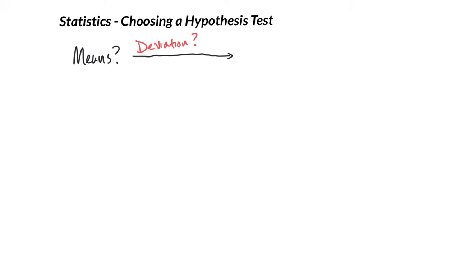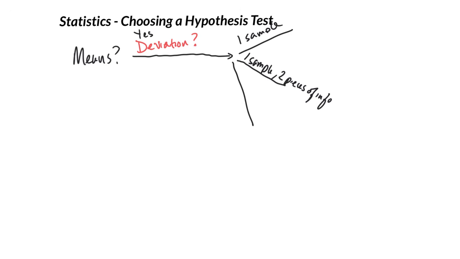The next thing, if it is a mean, if the answer's yes, the next thing I would do is count the samples. So you either have one sample with just one piece of information, or you might have one sample with two pieces of info. I'll come back to that in a second. Or you might have two completely different samples.